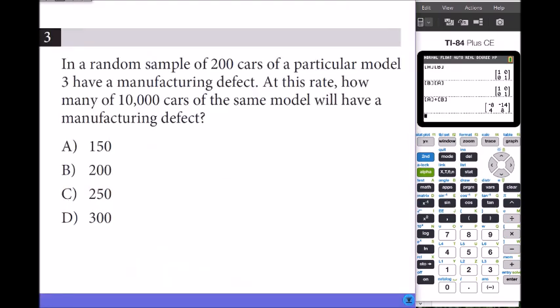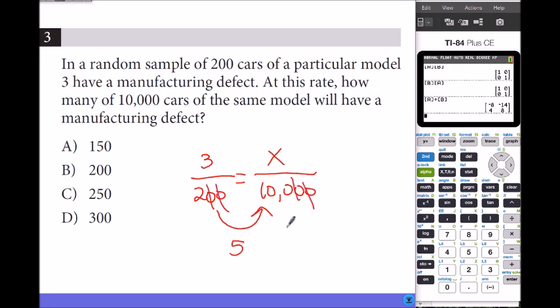Number 3. In a random sample of 200 cars of a particular model, 3 have a manufacturing defect. At this rate, how many of 10,000 cars of the same model will have the manufacturing defect? So out of 200, there were 3 defects. So for 10,000, how many will there be? From here to here, you can multiply by what? 50. You can multiply by 50 to get 10,000. So you do the same thing. 3 times 50 is 150.